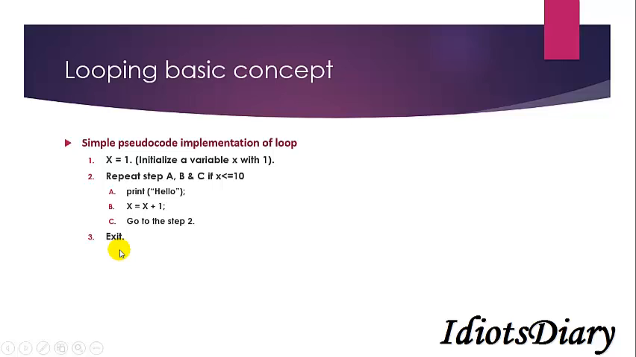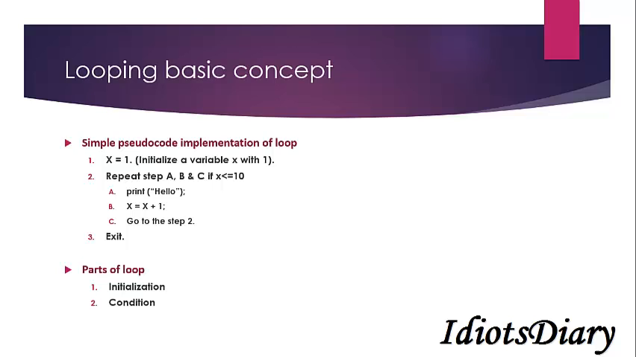In this way, you can see that a loop can be divided into 4 parts. The first part is the initialization, where you initialize the variable x = 1. The variable which is used to iterate the loop is called the counter. Here the variable x is called the counter, which counts the loop.